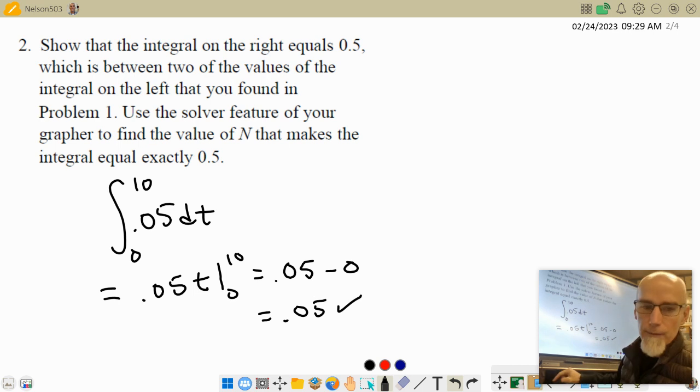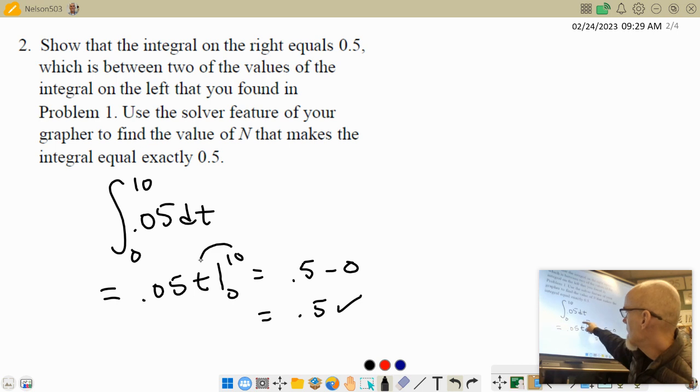Now they want, dang it. Let me try that again. That's definitely, when you multiply by 10, 0.5. So I get, right, because I take the 10 and I plug that in, 10 times 0.05, I get 0.5, right? So I definitely get 0.5 for my answer. Now it says show that it is equal to something in our table. Like, where is it here? It says which is between 2 of the values of the integral on the left.